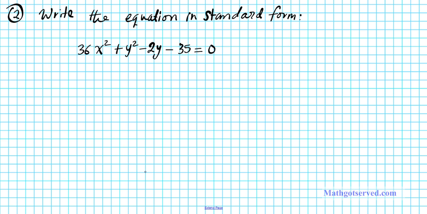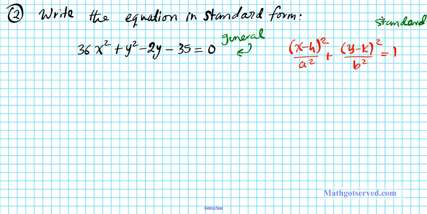All right, so we know the standard form of the equation of an ellipse is x minus h squared over a squared plus y minus k squared over b squared equals 1. So this is our target, this is our goal. This is the form we want to convert this general form into. Okay, so this form right here is general form, and then this form we have right here is the standard form.